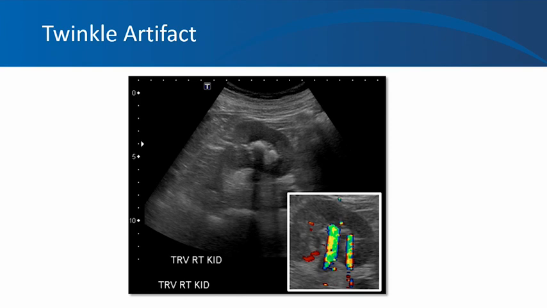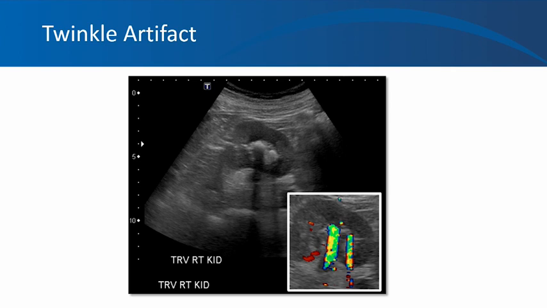And it's important to note that twinkle artifact is actually more sensitive for detection of small stones than is acoustic shadowing. It is highly dependent on the machine settings and is more pronounced when the reflecting surface is rough. According to a 2017 study, the twinkling artifact had a sensitivity and specificity of 99% and 91% respectively for identification of renal stones. I use this very frequently when I'm not sure of shadowing.